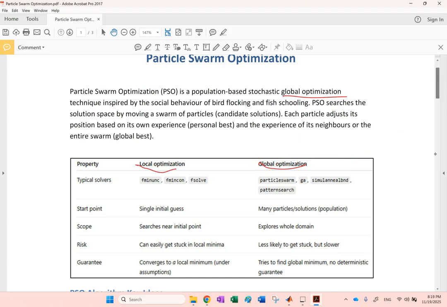So many of the functions that you use in the MATLAB optimization toolbox, like fmincon, fsolve, or fminunc, right? So this is with constraints, this is no constraints. These guys typically are local optimizers. But there are ones like particle swarm, like genetic algorithm, like simulated annealing, and pattern search that can look for the global one. And these are very important, especially when the dimension of the variables goes up.